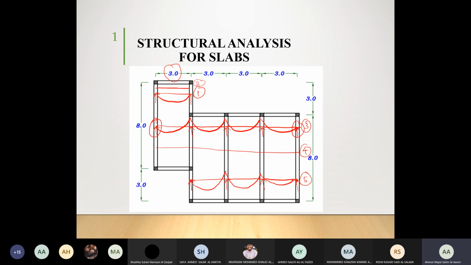So the solution for this particular question is that the student should have drawn 3 drawings. One is for this strip, one is for the second strip, and the third is for the third strip. Are we clear?